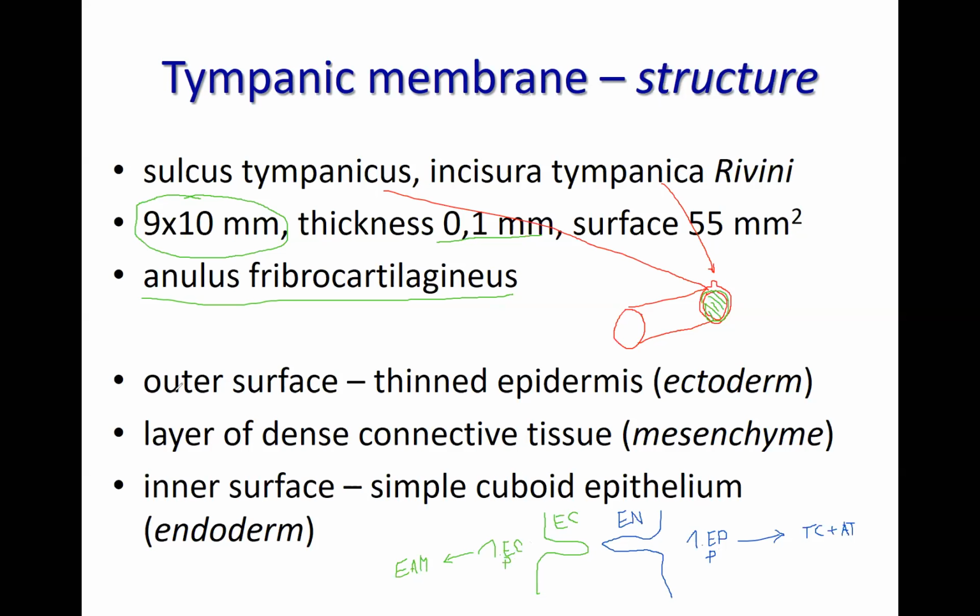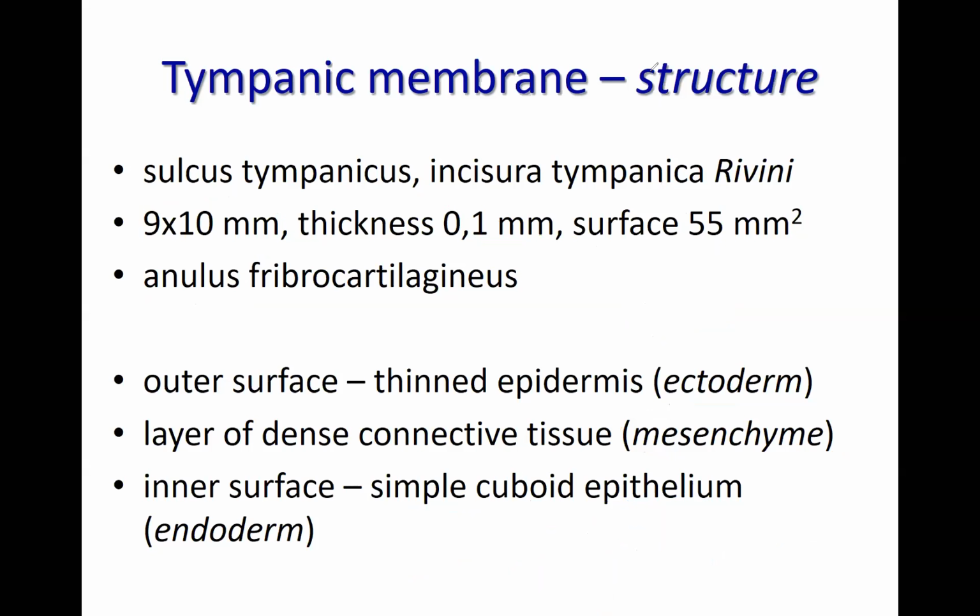So the outer surface is ectoderm. It's just the outer layer of the skin, so epidermis. The inner surface is endoderm, and it's low cuboid simple epithelium. And in between is, of course, ectomesenchyme, which means a mesenchyme of the head, enriched by neural crest cells. So in between is the ectomesenchyme of the first and second pharyngeal arch. That's why the tympanic membrane has got three layers, and each from different source. But you will come to this again during the embryology in next lecture.